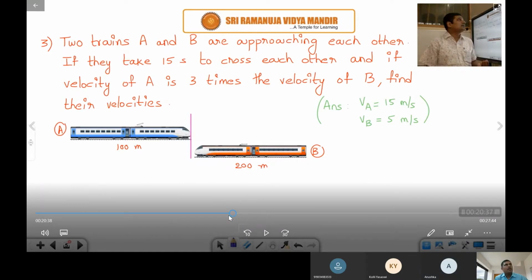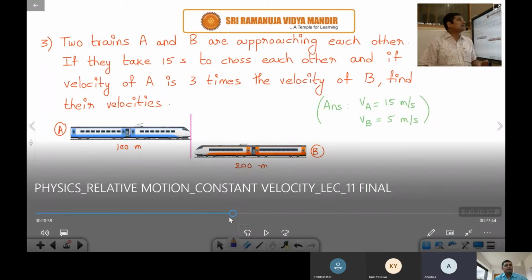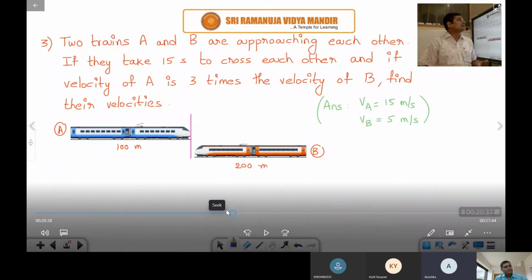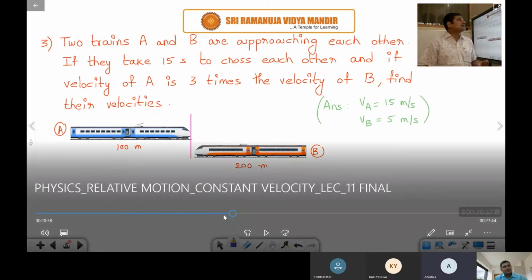What is A? 0. Then V equal to U only you will get. Understood? Yes, sir. If that equation doesn't work, what is the next equation? V square minus U square is equal to 2AS. There also, what is A? 0. Then again you will get V equal to U only. Then what else? If that equation doesn't work, another equation. What is that? S is equal to UT plus half AT square. So in that, what is A?